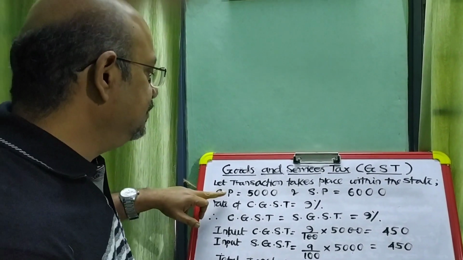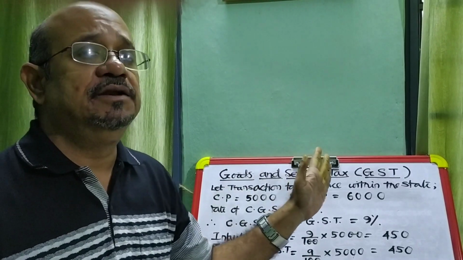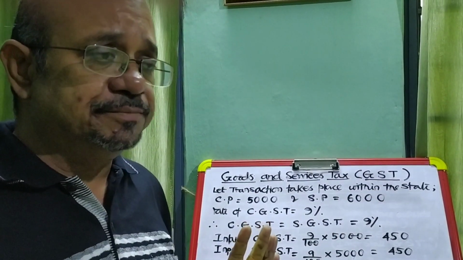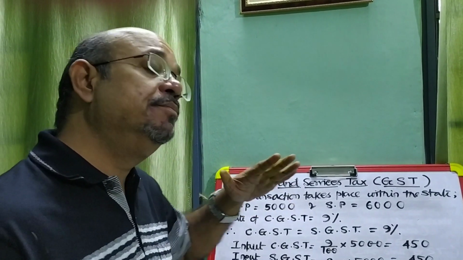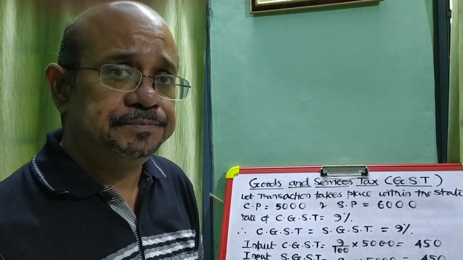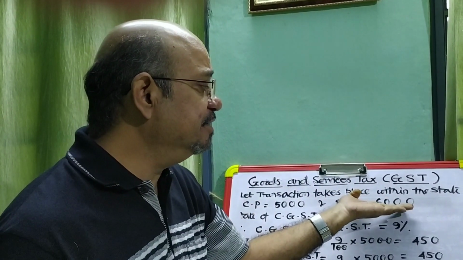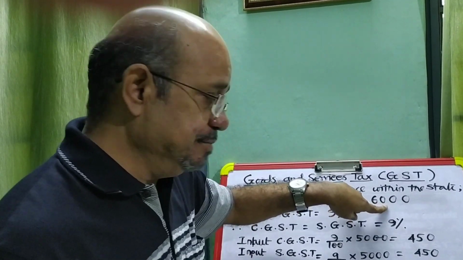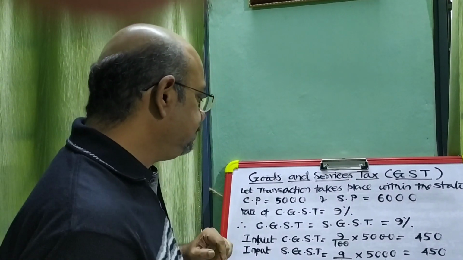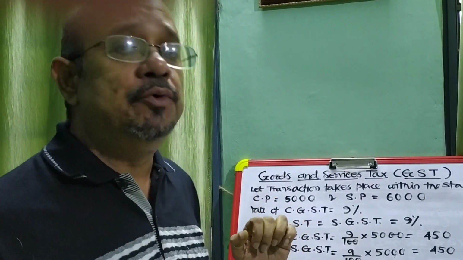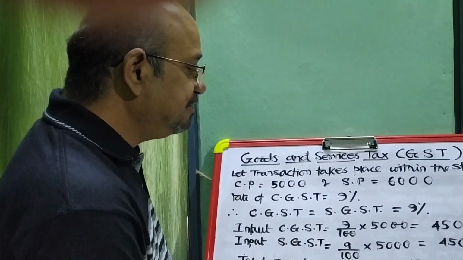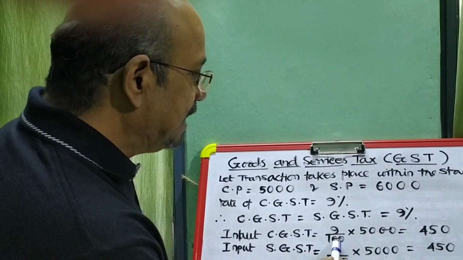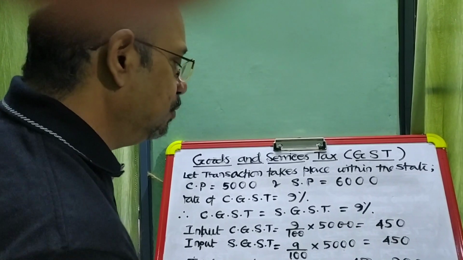Now suppose the cost price of the seller is 5,000, which he has decided to sell to the customer at 6,000 rupees. So he must have paid the GST on rupees 5,000 to the person from whom he bought it. And he will collect the GST from the customer. Let's calculate how much he paid, which is known as input GST. What he paid to the person from whom he bought it is known as input GST. So what is input CGST? Input CGST will be 9% of 5,000, which is equal to 450.